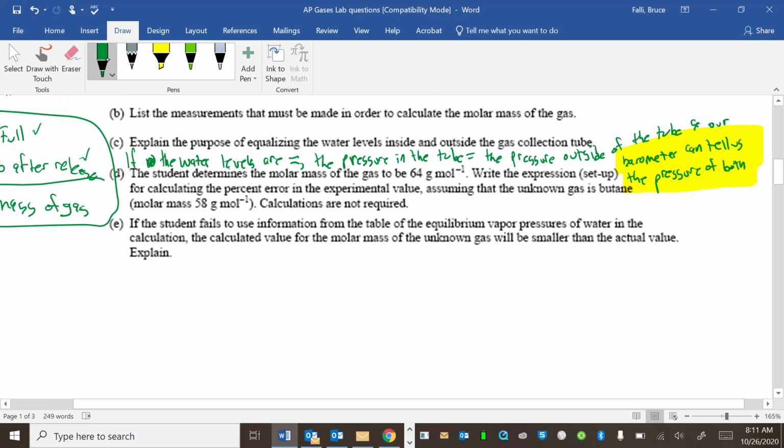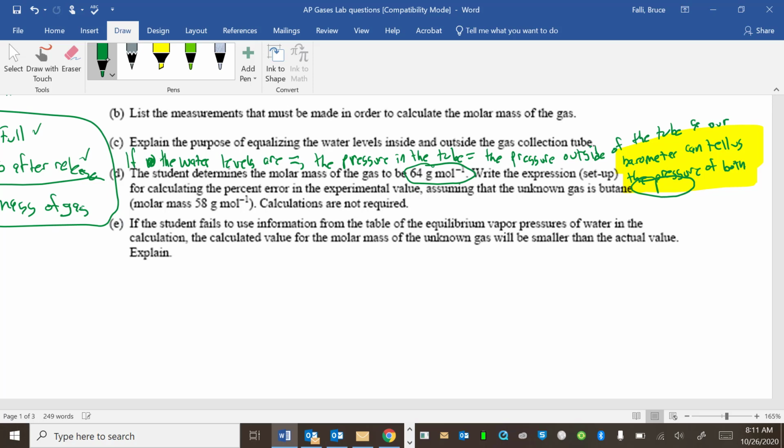Student determines the molar mass of the gas to be 64 grams per mole. I circle the numbers they give me all the time, except I missed on that one. Write the expression set up for calculating the percent error in the experimental value, assuming that the unknown gas is butane, the molar mass is 58. The molar mass of the gas is 64.